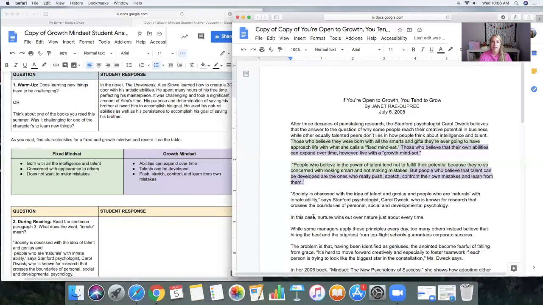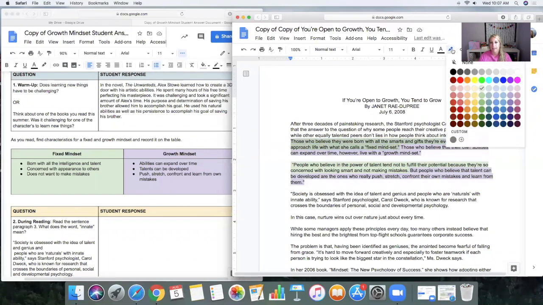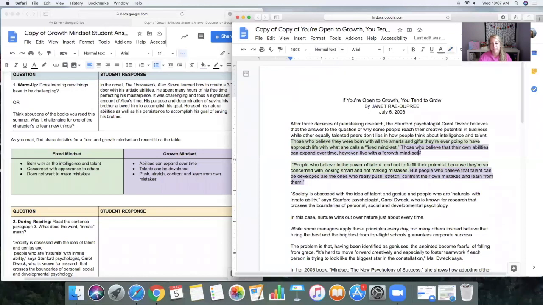Okay, from these three paragraphs, you can see where I found my answers, and I simply highlighted the line, and then I went to this icon up here to highlight. It is not necessary for you to do that, but if you want to, you can follow along with me.